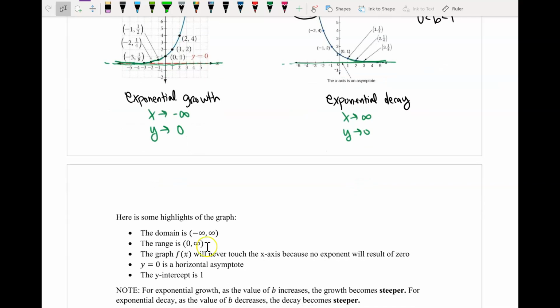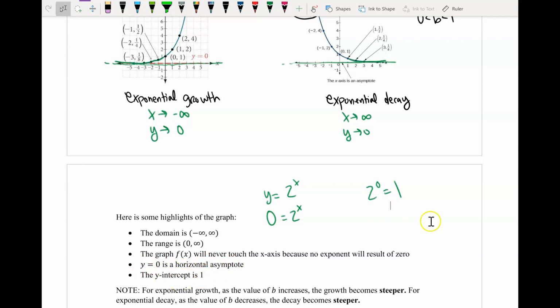So the graph will never touch the x-axis because no exponent will result in a 0. If you think about it, if you have y equals 2 to the x and you let y equal 0, there's no number that I can plug into the x so that I can get a 0. Because remember, 2 to the 0 power equals 1, not 0. y equals 0 is a horizontal asymptote, which is what I just said.